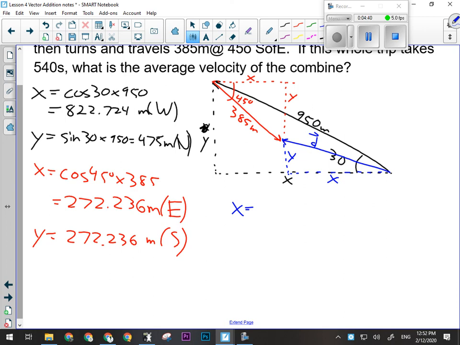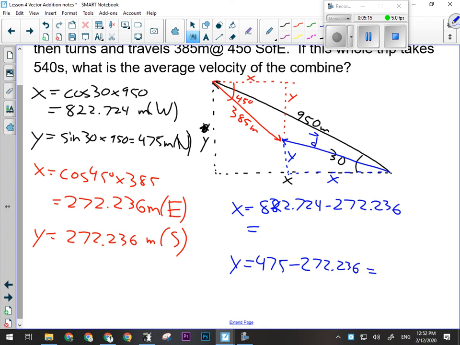So I'm going to have basically 822.724 minus 272.236, and that'll give me my x component to the west. And then I'll do the same thing with y, because black y is north and red y is south, so I'll have to subtract them as well. So that'll be 475 meters minus 272.236 to get that one.